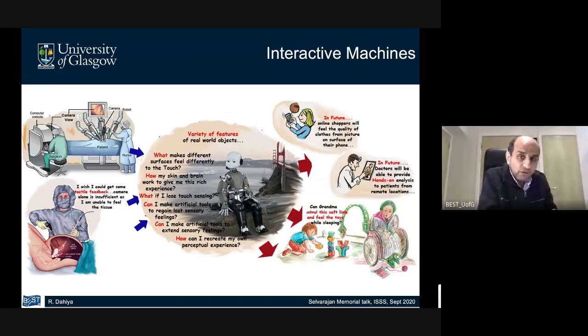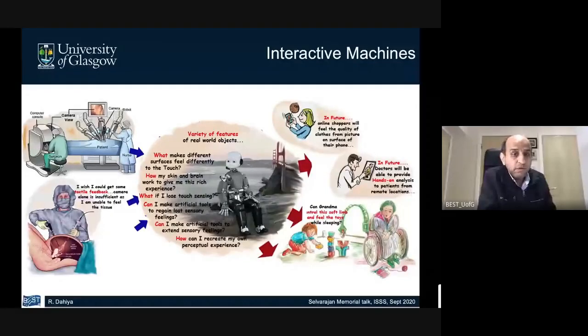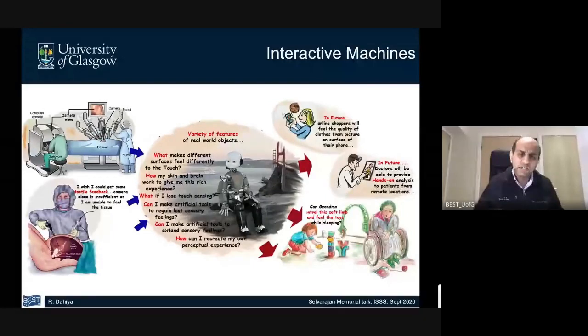At the center of all these are fundamental questions, which you see here: the variety of features of real-world objects. For example, what makes different surfaces feel different when we touch the objects, and how do skin and brain work together to give us a rich experience. We feel so many objects. Unlike vision or audio, touch is so rich in the sense that it allows us to feel warm objects, cold objects, smooth surfaces or rough surfaces, etc. There are so many things that we need to understand.